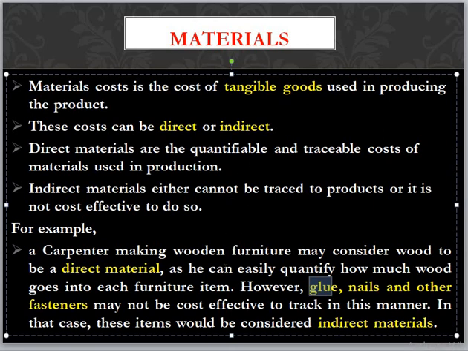On the other hand, the glue which he uses to make the chair, the nails which he puts in the chair and other fasteners which he uses cannot be traced or apportioned, that is, how much quantity of glue or nails and other fasteners are used while making that chair. So this type of materials which are not traceable, or if traceable it is not cost effective to trace, are called indirect materials.